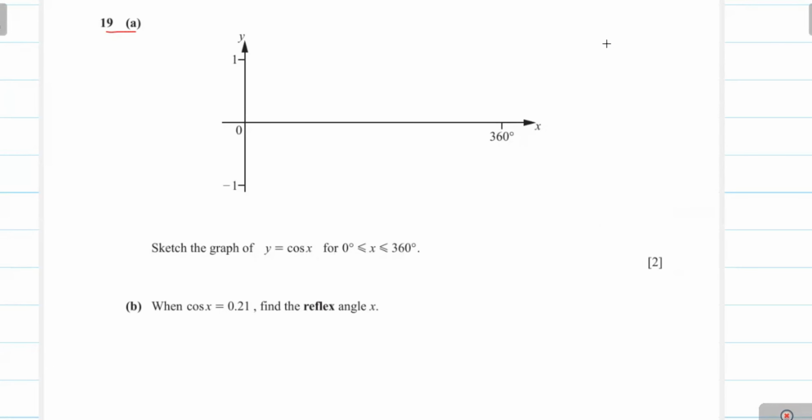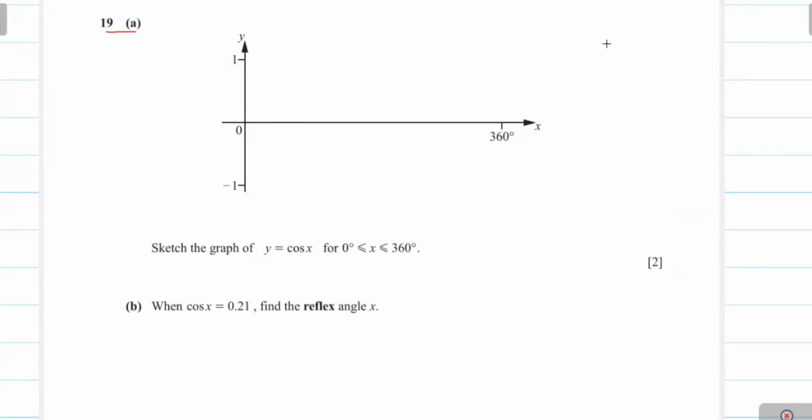Now we will mark these values. This is 180, the middle of 360, and the middle of 0 to 180 is 90, and the middle of 180 to 360 is 270. When x is 0, the value of cos is 1, we will mark this point here. Next, x is 90 degrees, cos is 0, and next is 180, cos is minus 1, we will mark this point here, and at 270 cos is 0, and at 360 it is 1.